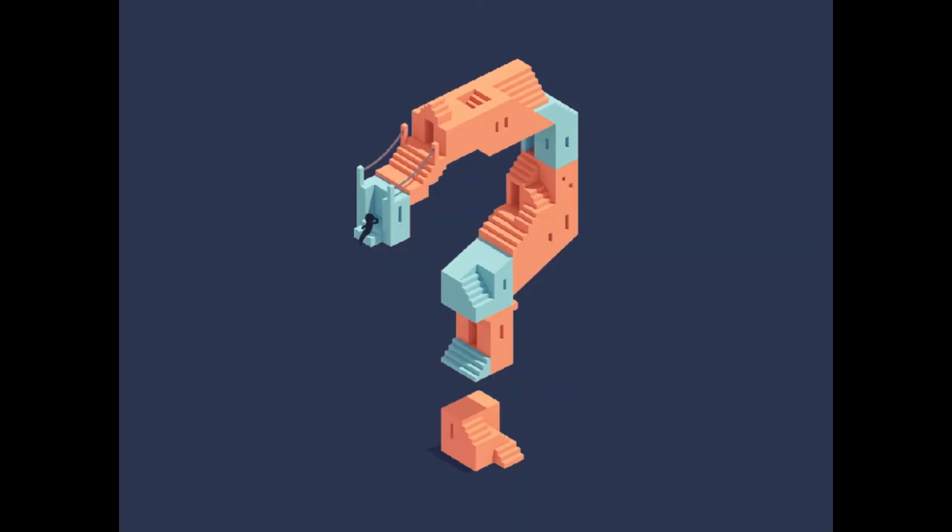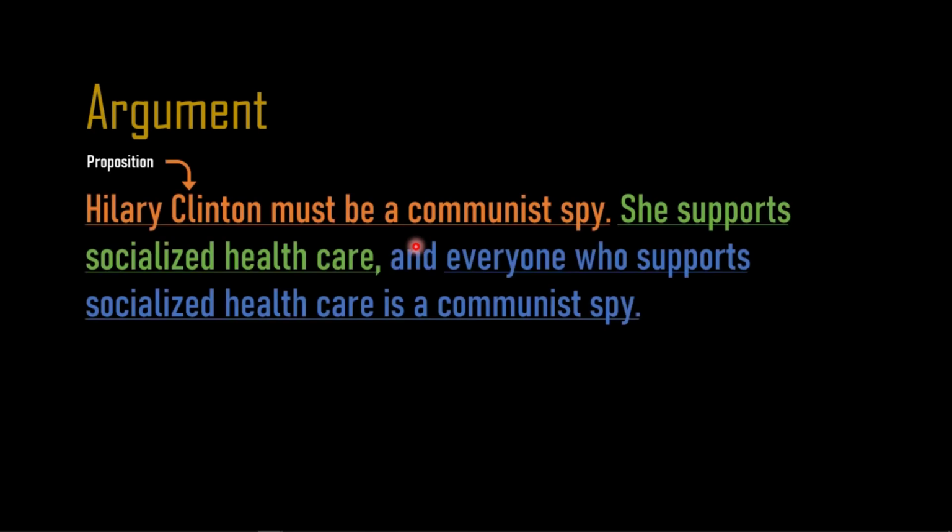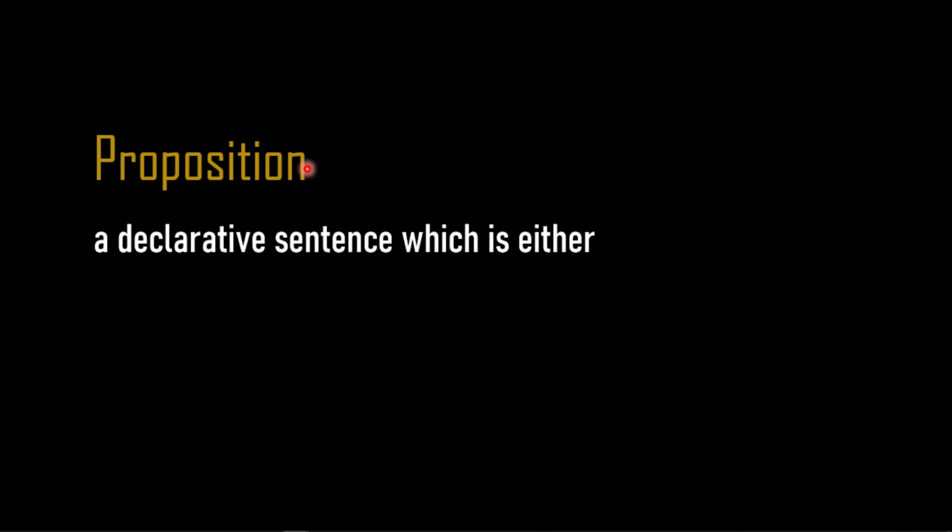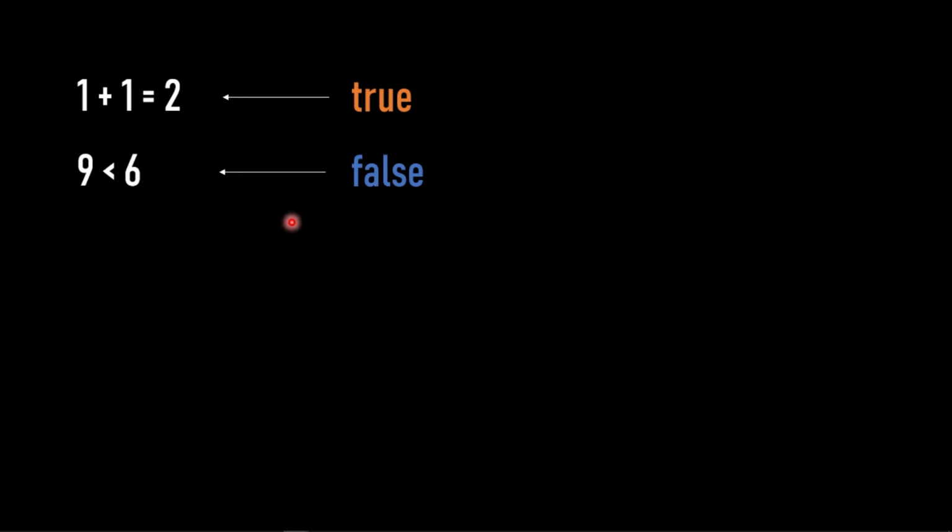But what is logic in mathematics? Mathematical logic, which is also called symbolic logic, deals mainly with arguments which are made up of propositions. Proposition: a declarative sentence which is either true or false but not both. For example, 1 plus 1 equals 2. This statement will always be true, therefore it will always have a truth value that makes it a proposition. 9 less than 6. Is 9 less than 6? No, right? Therefore, it will have a false value to make it a proposition.